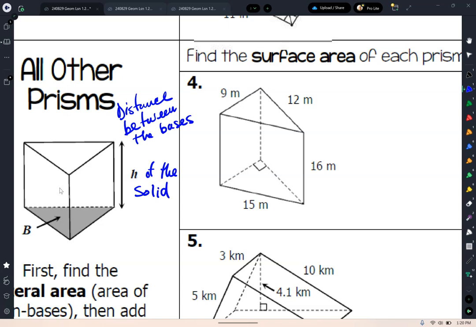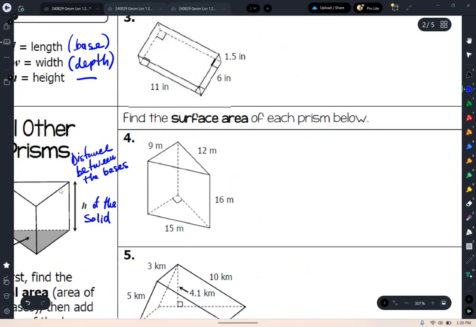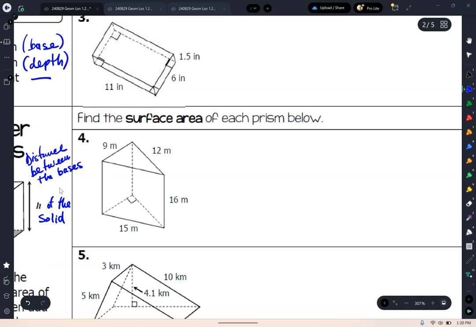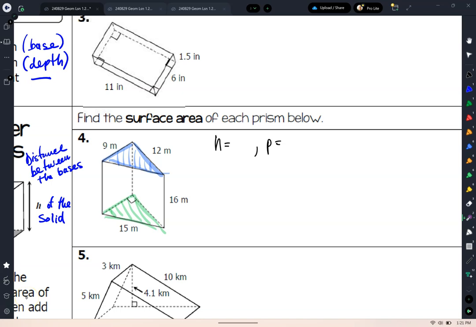Okay. All right. So let's talk about this question here. And we'll begin to work through this together. So our lateral area requires us to know the H, height of the solid, and then P, the perimeter of one of the bases. So let's highlight our bases first for this one. Let's start with that. So where are the bases? Find them and highlight them. Those 2 right there, yeah?